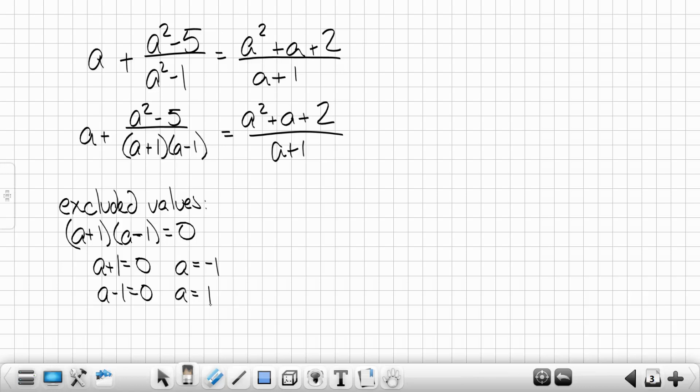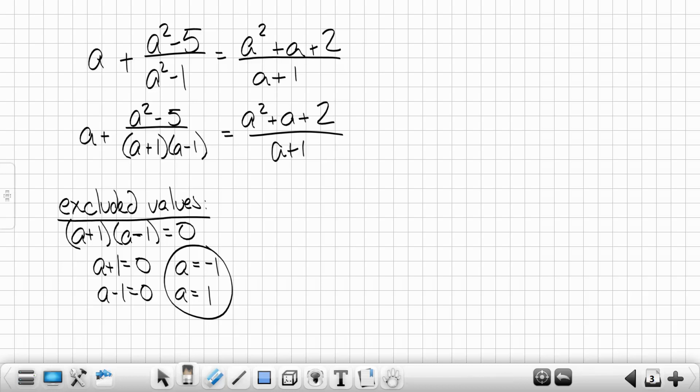All right, so these are my excluded values right here. No matter what, when I finally solve this out, if it says a is 1, can't be 1. Or I work the whole thing out and I get a is -1. Nope, can't be -1. Any other answer I get, I'm good with. But I cannot, at the end of it all, get a equals 1 or a equals -1. Those are excluded values.